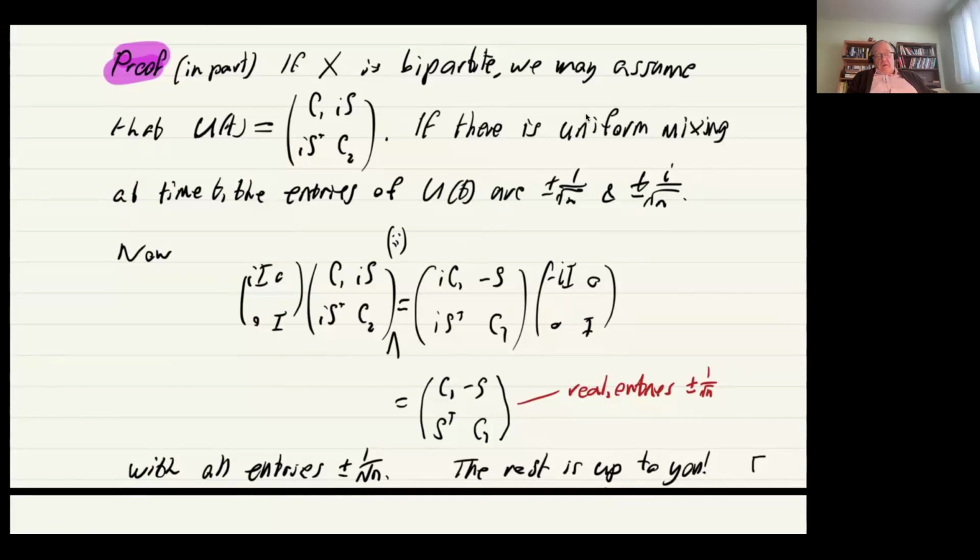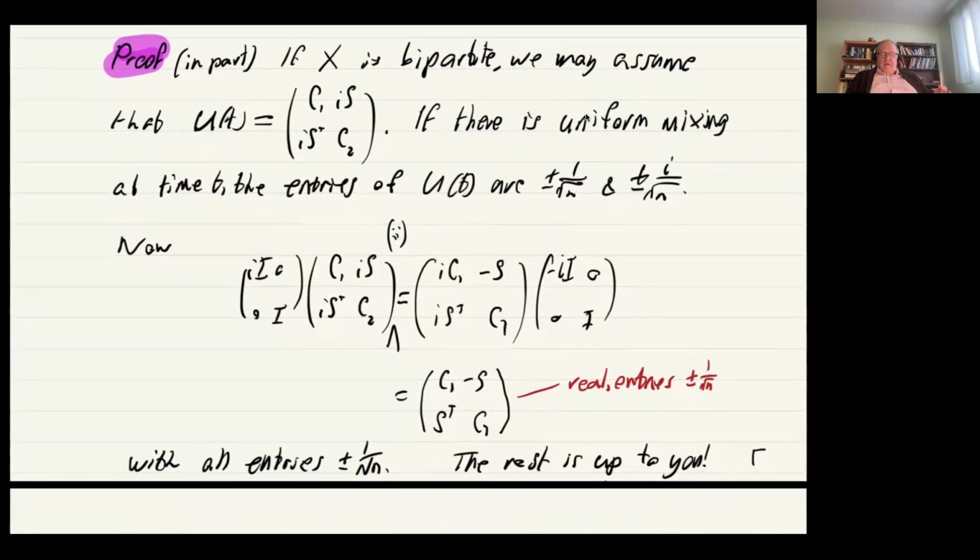And so what we're getting is that this matrix here is similar to this matrix. Now this matrix is real, and the entries are plus or minus 1 on root n. So it's a Hadamard matrix. And that gives you the fact that n is even, and if n is not 2, it's divisible by 4. The second part about the sum of 2 squares is hidden in one of the exercises.